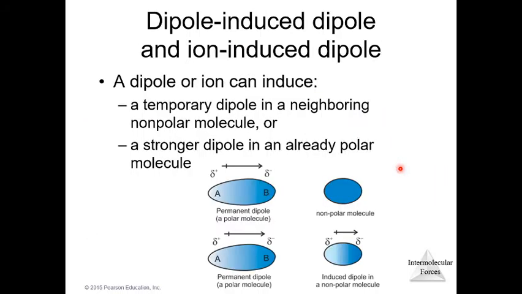All right. Our next force we're going to talk about is dipole-induced dipole. This is when you have a polar molecule next to a nonpolar neighbor. This permanent dipole can induce a dipole in its nonpolar neighbor. An ion can do the same thing. If I have an ion here and it's next to a nonpolar molecule, it can induce a dipole in its neighbor. Ions and dipoles can do this. This is a temporary situation, just like the dispersion forces. But it still has an effect.